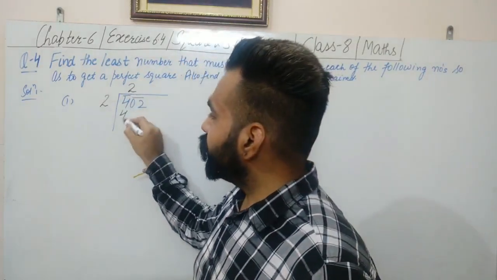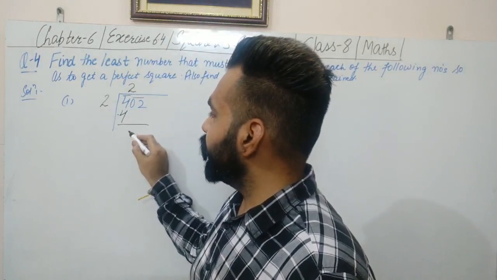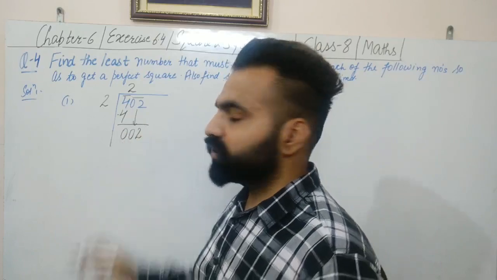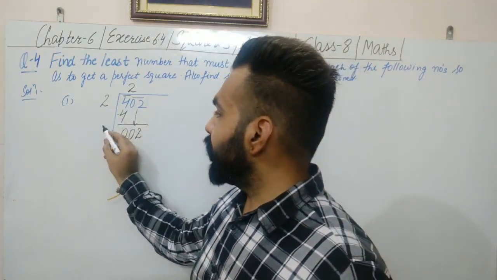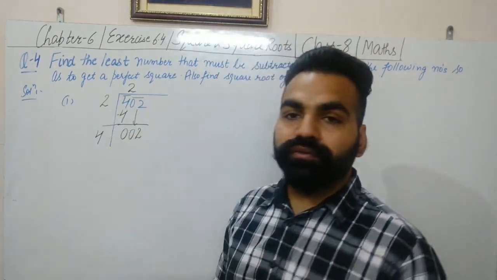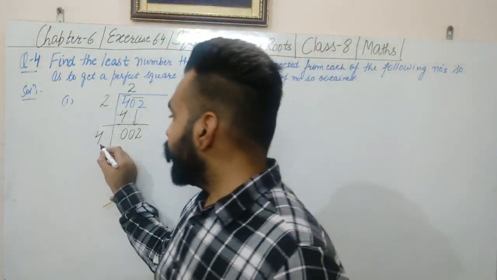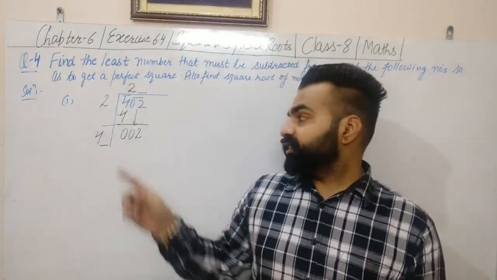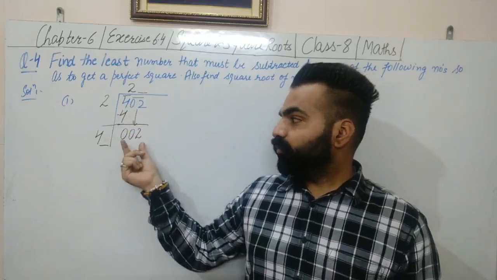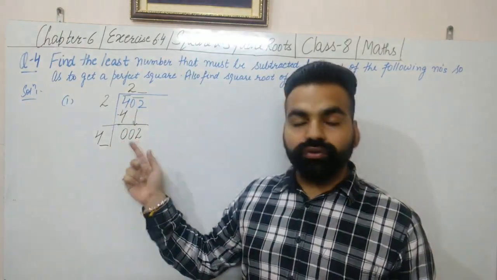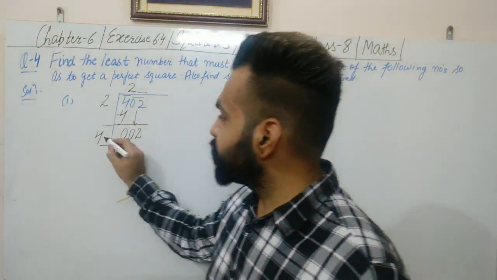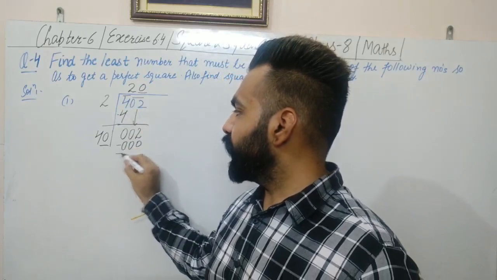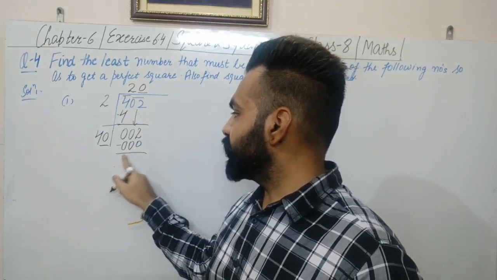2 into 2 is 4, we subtract and the answer is 0, and the next pair is taken down. So it will be 002, and we double the divisor here, which equals 4. Now we put a blank here and in the quotient. We have to think of a digit such that the product is either equal to 2 or less than 2. If we take 0 here, then 40 into 0 is 0, and we subtract, so the remainder is equal to 2.